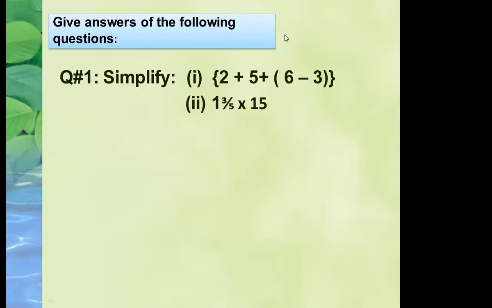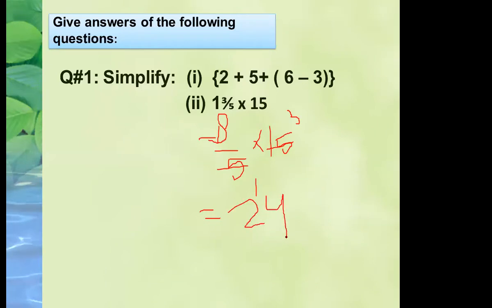So what will be the answer for this one? Yes, the correct answer is 24. How will you get your correct answer? Now I'm going to show you here. 5 and the 5 is 5 plus 3 is 8 upon 5 multiplied by 15. Now 5 ones are 5 and 5 threes are 15. Similarly equals to 8 multiplied by 3 will become 24. This is a simple answer.